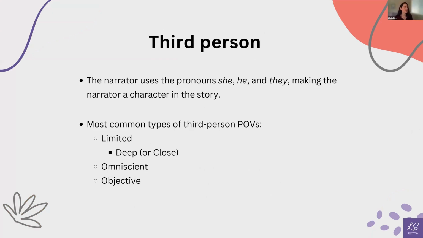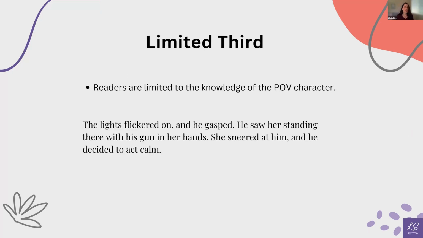Okay, so third person, you're going to see the pronouns she, they, he, and the narrator is a character in the story. There are many different labels under the third person category, but there are common ones, and the ones we're going to talk about are limited, deep, omniscient, and objective. In limited third, readers are limited to the knowledge of the point of view character.